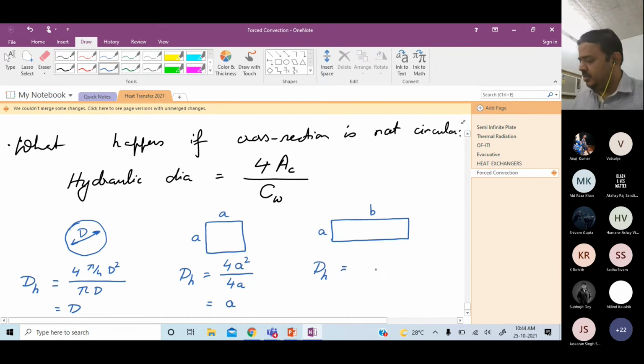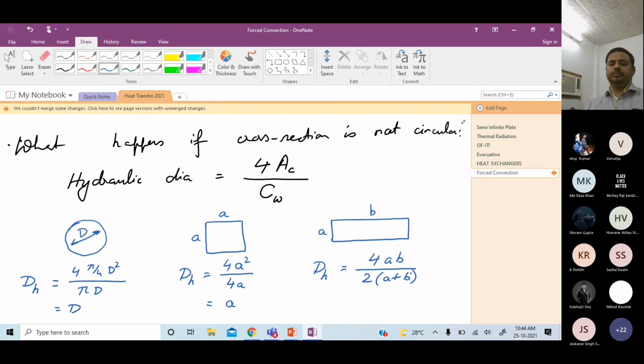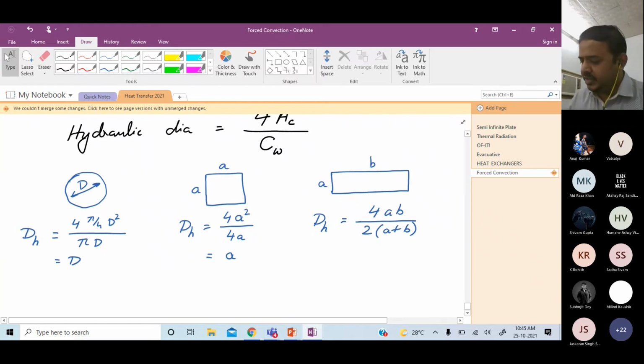What about this? 4 times AB divided by 2 into A plus B. Or 2AB by A plus B. So here, what happens is B is much greater than A. So it's a very, very high aspect ratio channel. In that case, you will see that DH, of course, 2 is there.